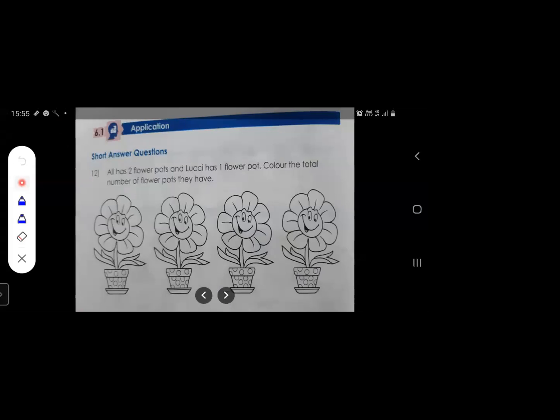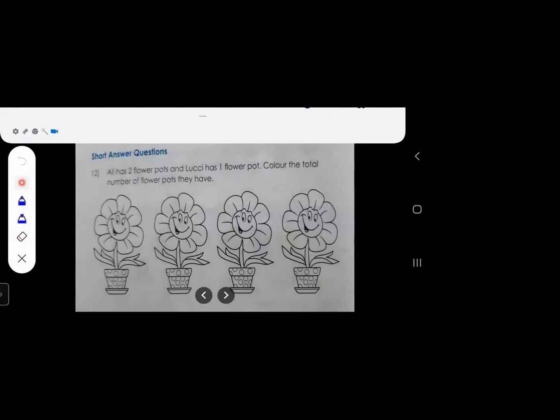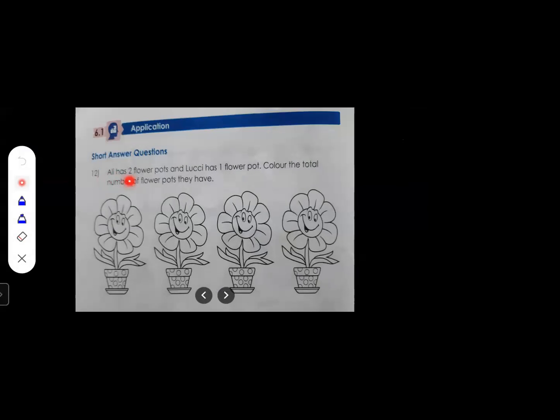What is written? Ali has 2 flower pots and Lucy has 1 flower pot. How many flower pots does Ali have, students? Ali has 2 flower pots and Lucy has 1 flower pot. Color the total number of pots they have. What do we have to do? We have to color the total number of pots they have.